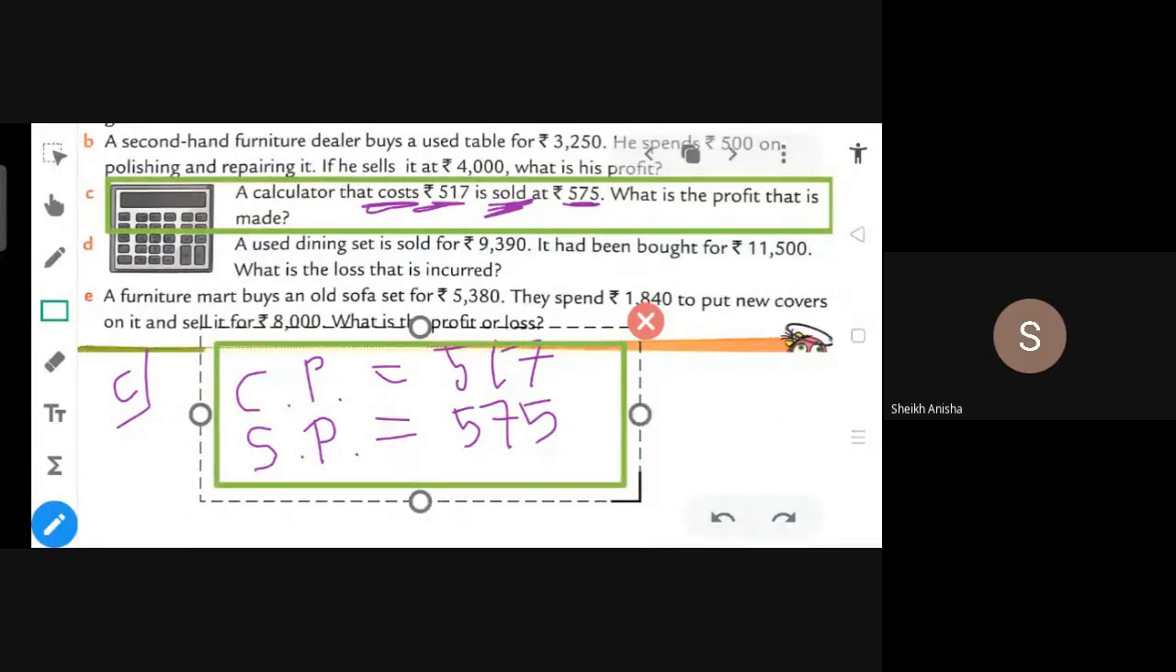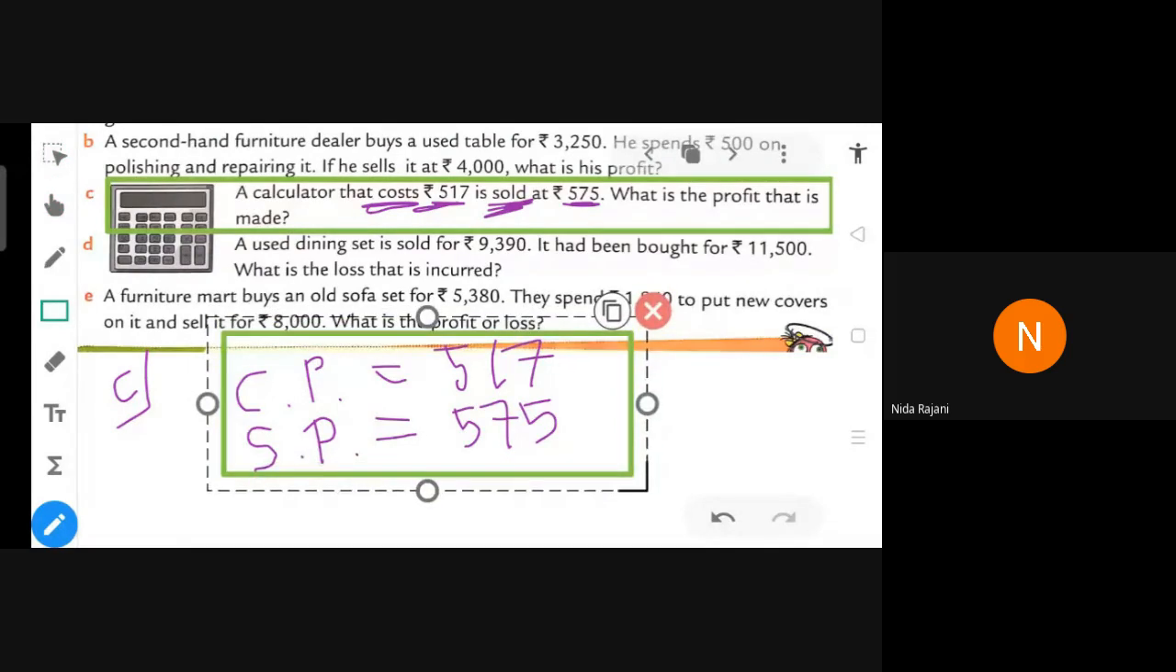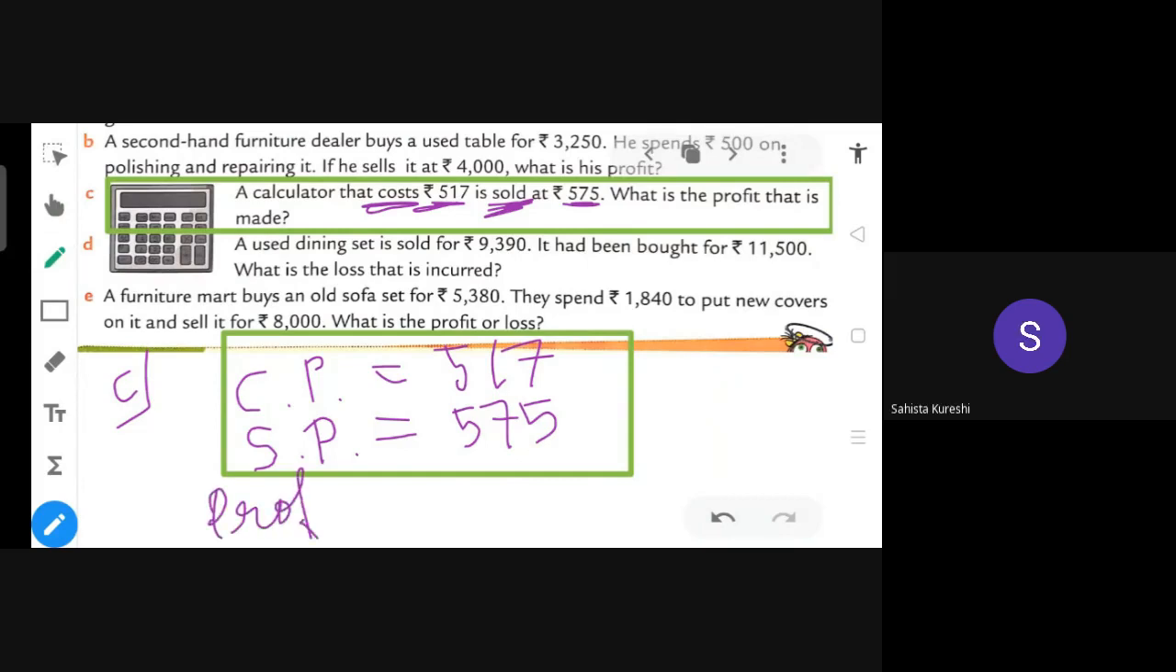Nida Rajani. Okay Rajani, Nida, what do you think, which price is more? Yes, ma'am. Which price is more here? Selling price. Okay, very good, Nida. So Nida is right here. Selling price is more. So whenever selling price is more, it means what we will get? All the girls say together. Profit. Very good. Okay. Yes. So to find profit, we have to just subtract cost price from selling price.